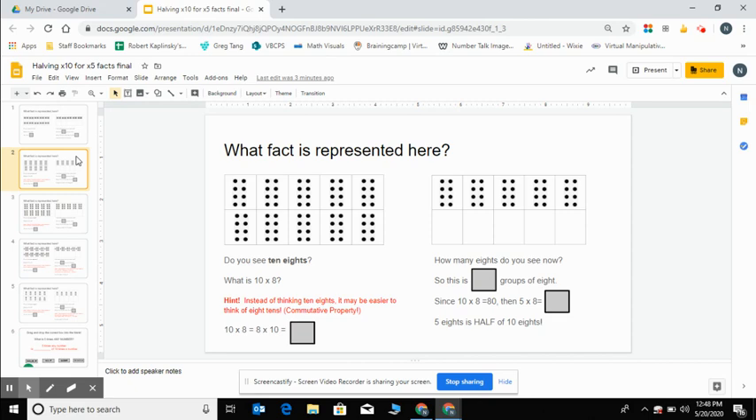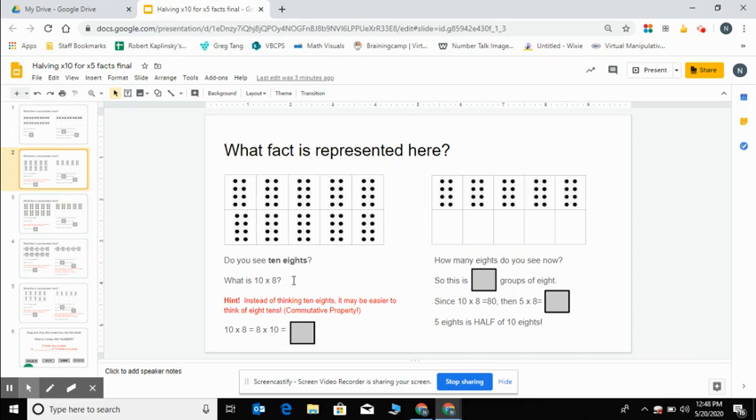So let's take a look at a couple examples, and then I will link these slides so that you guys can practice some on your own. So let's take a look at this one right here. It's asking what fact is represented here. I see that I have a 10 frame that's filled with some groups of dots. Each group of dots has 8 in it because I know 4 and 4 is 8. So that's 10 groups of 8. Do you see 10 eights?